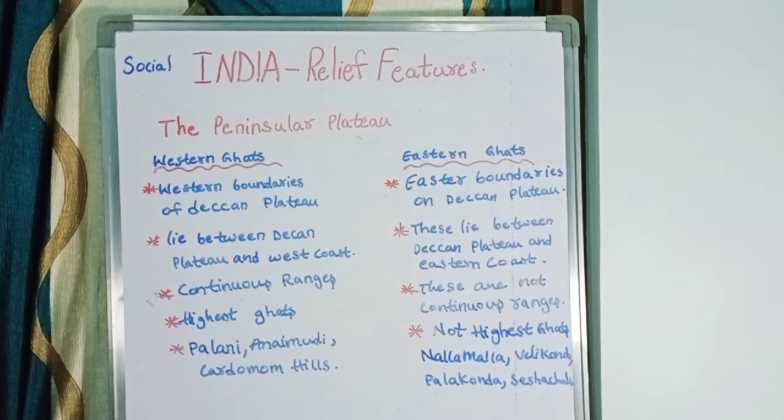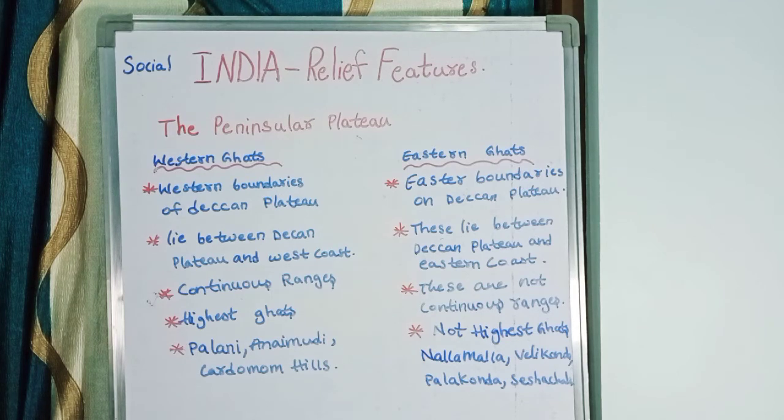Now we will see the differences between Western Ghats and Eastern Ghats. Western Ghats are the western boundaries of the Deccan Plateau. Eastern Ghats are the eastern boundaries of the Deccan Plateau. Next, Western Ghats lie between the Deccan Plateau and the West Coast. Eastern Ghats lie between the Deccan Plateau and the Eastern Coast. Both coasts are near the Deccan Plateau only.